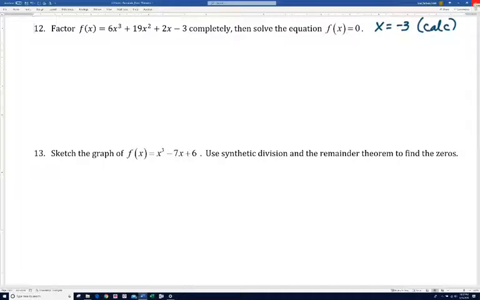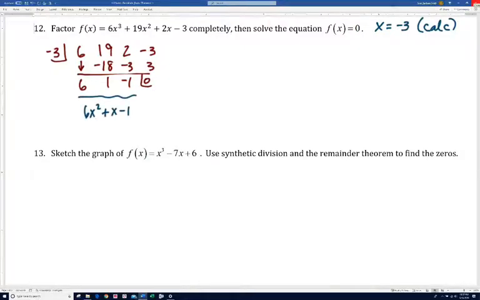So now we can confirm that it's a 0. And again, once you've got that first 0 off the calculator, that's it. You can't use the calculator for anything else. We're going to go ahead and confirm that -3 is a 0. So let's drop our 6, multiply, you get -18, add, you get 1. Multiply, you get -3, add, you get -1. Multiply, you get 3. When you add, you get 0. So our answer here is 6x squared plus x minus 1.